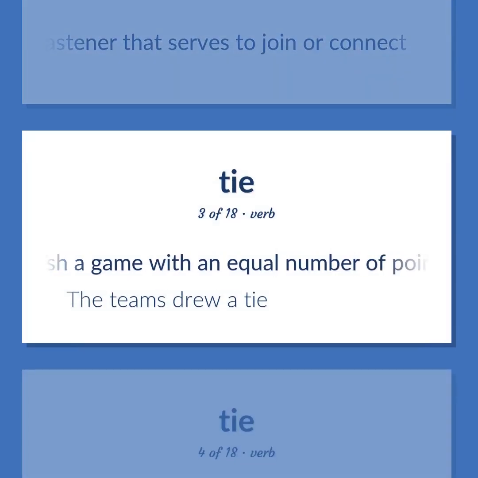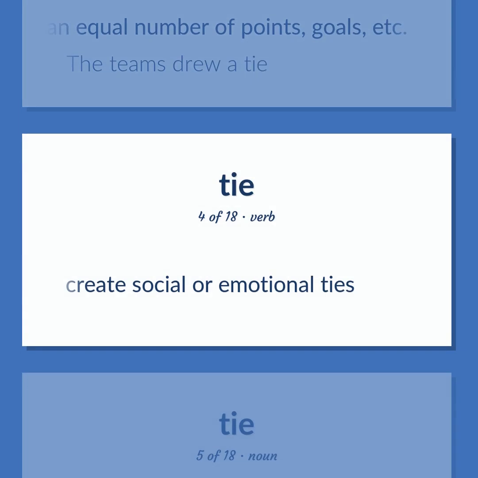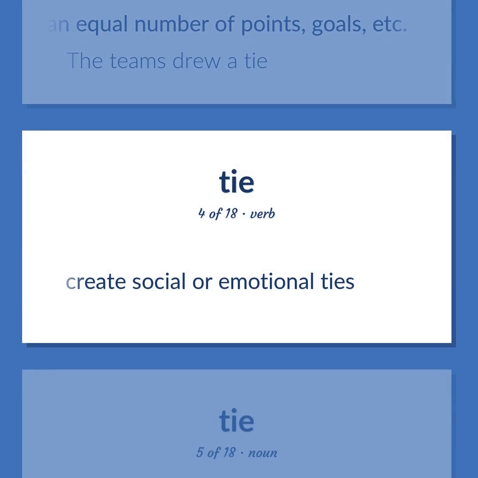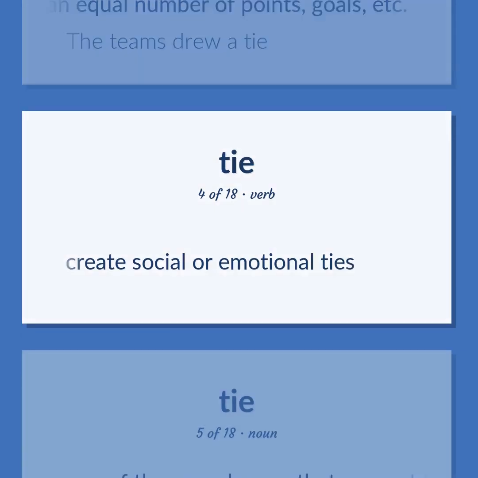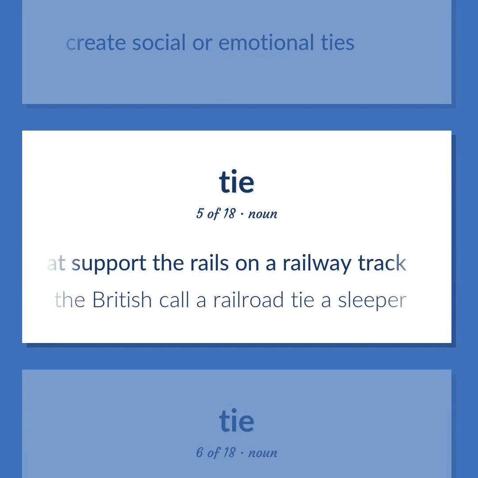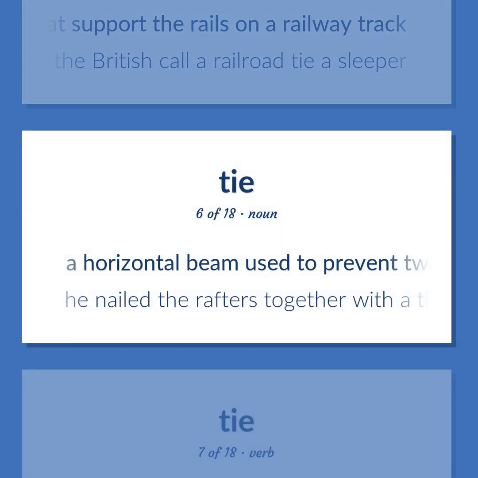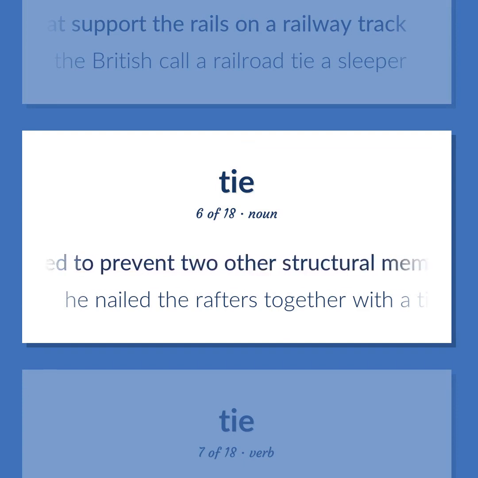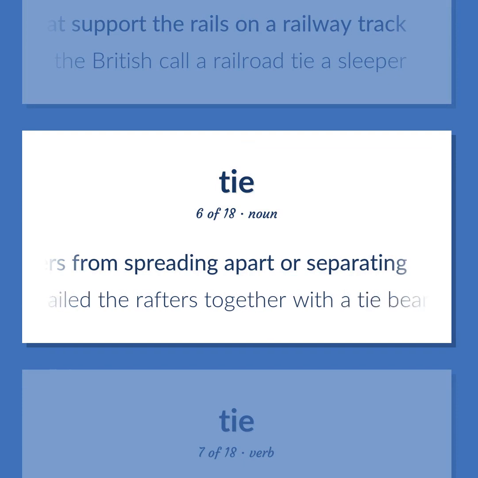Finish a game with an equal number of points, goals, etc. The teams drew a tie. Create social or emotional ties. One of the cross braces that support the rails on a railway track. The British call a railroad tie a sleeper. A horizontal beam used to prevent 2 other structural members from spreading apart or separating. He nailed the rafters together with a tie beam.